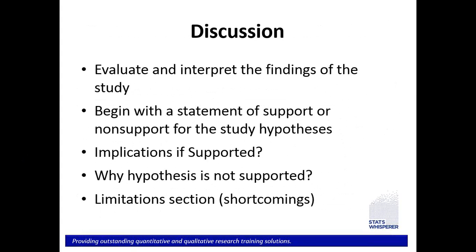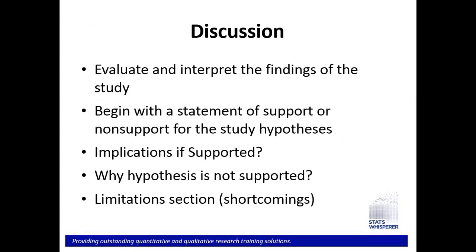What does that mean for the field, for study participants, for the study population? If the hypothesis was not supported, why is that? What could have been reasons that it was not supported? And we have a limitation section which also describes how the study was limited. And all studies are limited, usually in several ways.